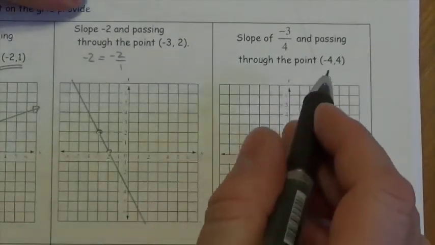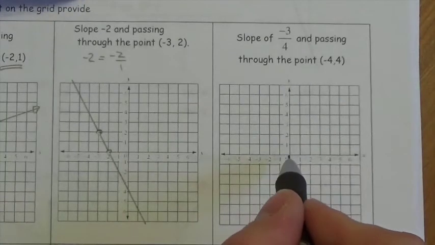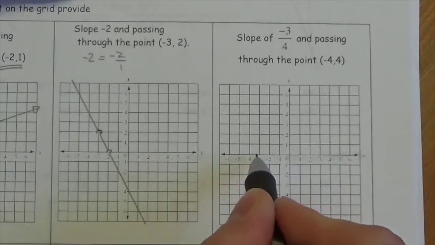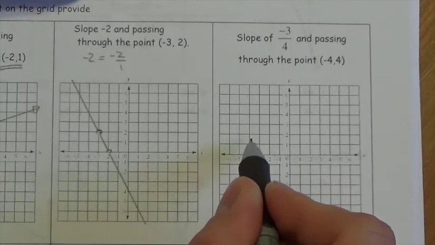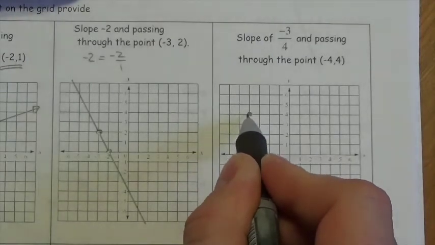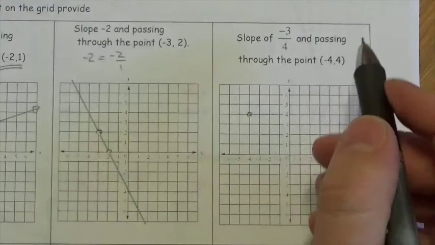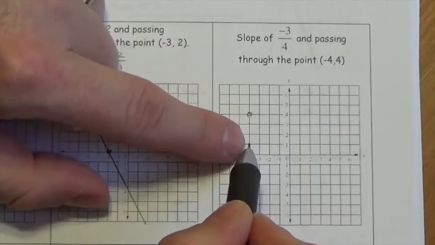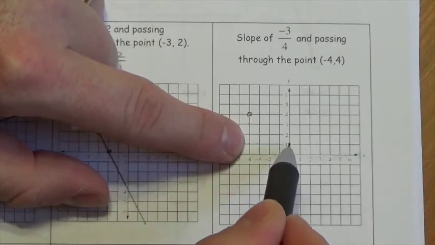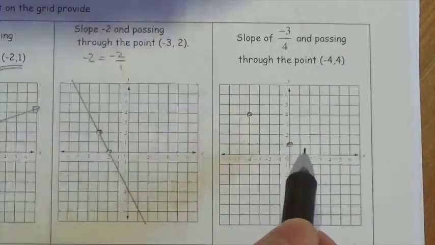Here goes to the point -4, 4. So starting here, we'll come over 4, 1, 2, 3, 4, up 4, 1, 2, 3, 4. And this time we've got a slope of -3/4, so that means we're dropping 3, 1, 2, 3, for a run of 4, 1, 2, 3, 4. See, that takes us right to the y-axis.